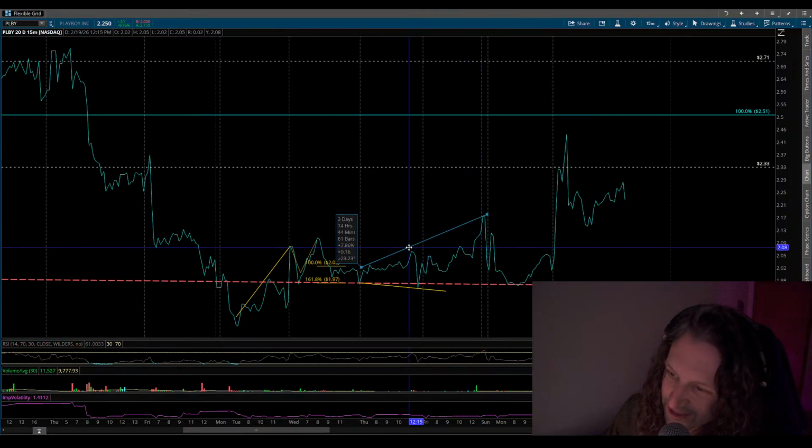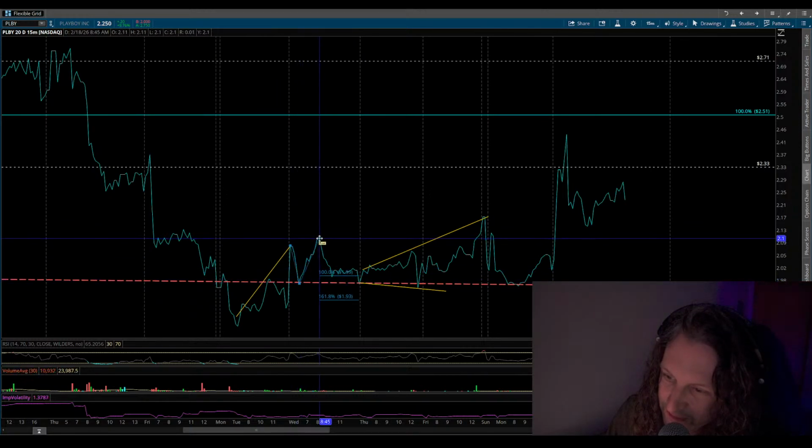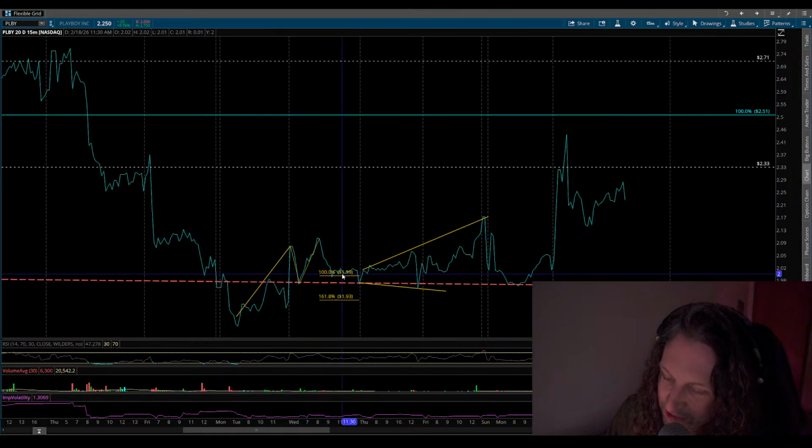See, there's the extra touch point I'm looking for. It doesn't have to be perfect. So 1, 2, 3, 4, 5. Yeah. And then we can actually move this up a little bit. Yeah, perfect. 100% on the A, B, and C through here.